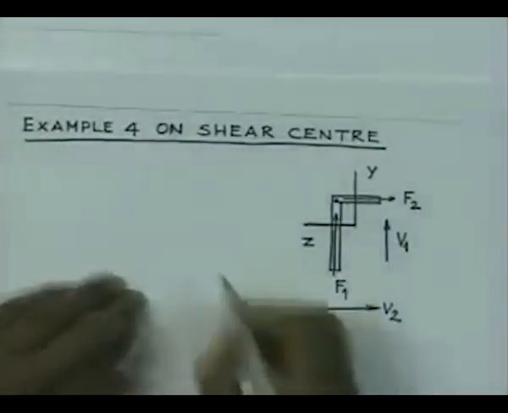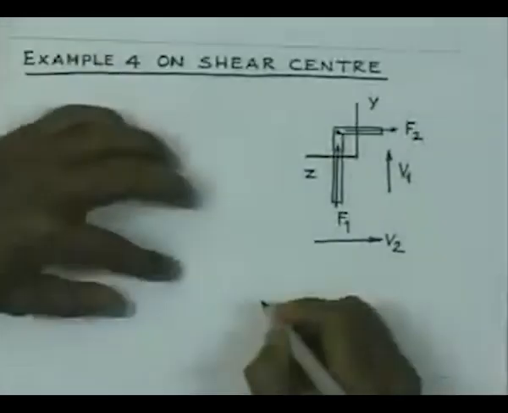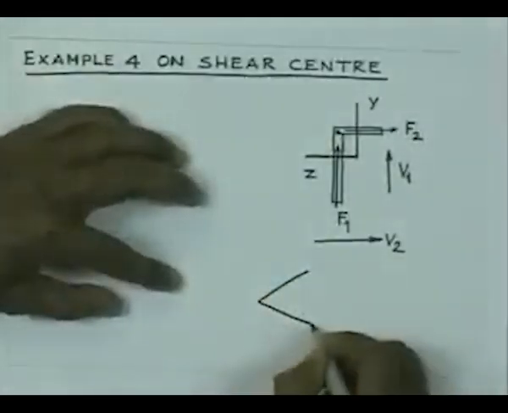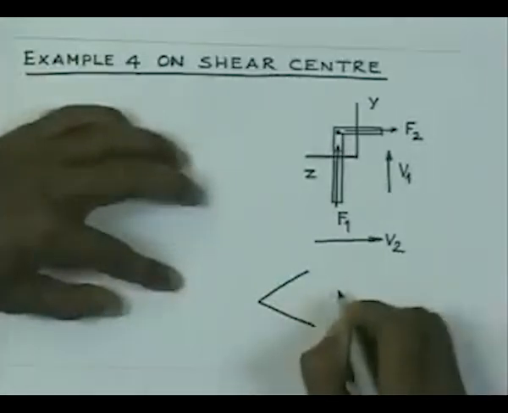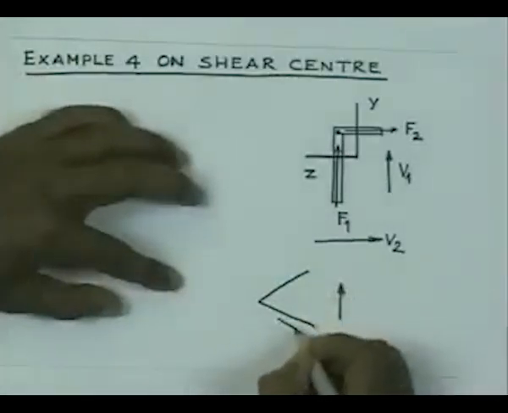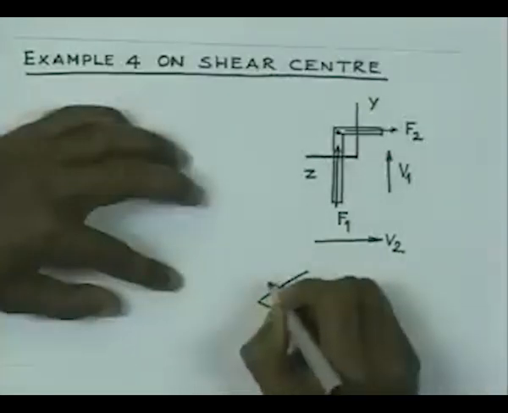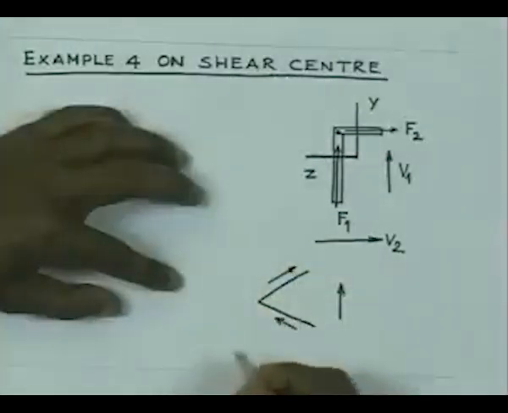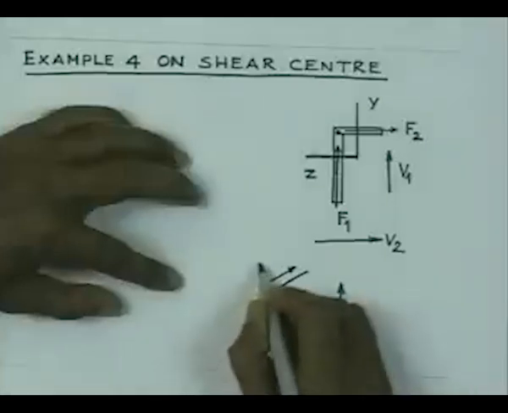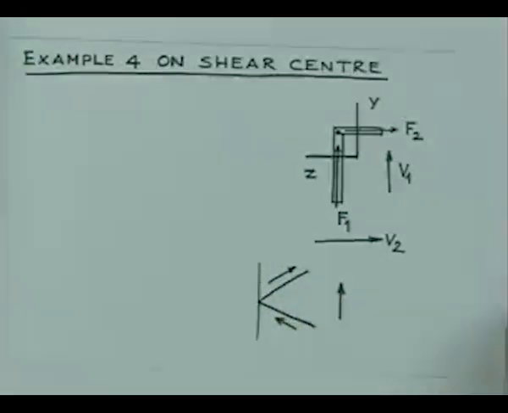Even if you have a section like this, here again if you have a vertical force acting like this, the shear forces are going to act this way, and then their intersection point is here, and you will find that the shear center is going to pass through this point. So, I think this can be easily established.